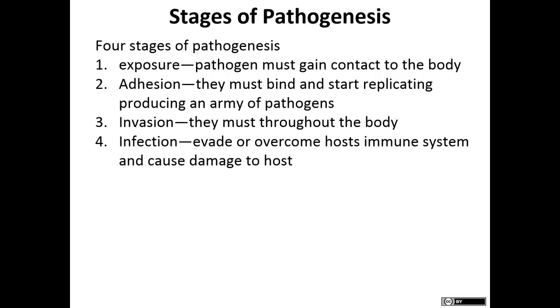If you're going to get a disease from a microbe, you first have to be exposed to that microbe. And so the pathogen has to gain contact to the body. Once they do that, they then have to be able to adhere, bind, and they have to start producing armies of the pathogen and/or toxins. Once they have that army built up, then they have to be able to invade the body, get inside your cells. And from there, they can then cause infection, overcome your immune system, and cause damage.